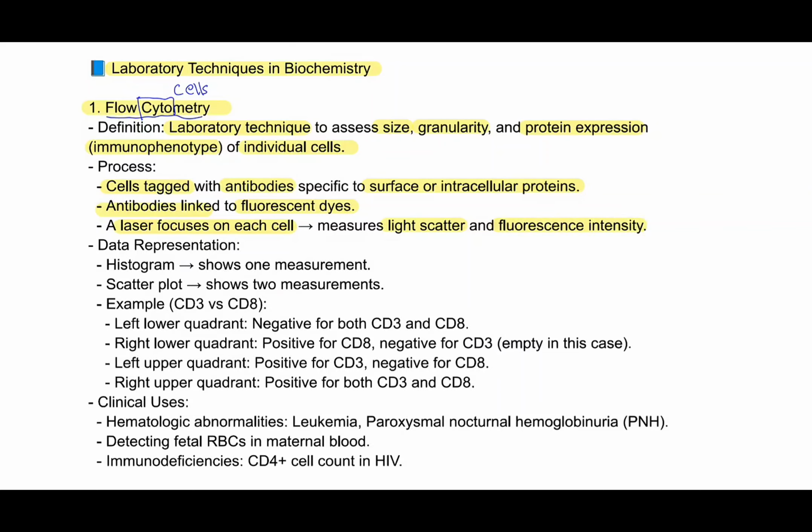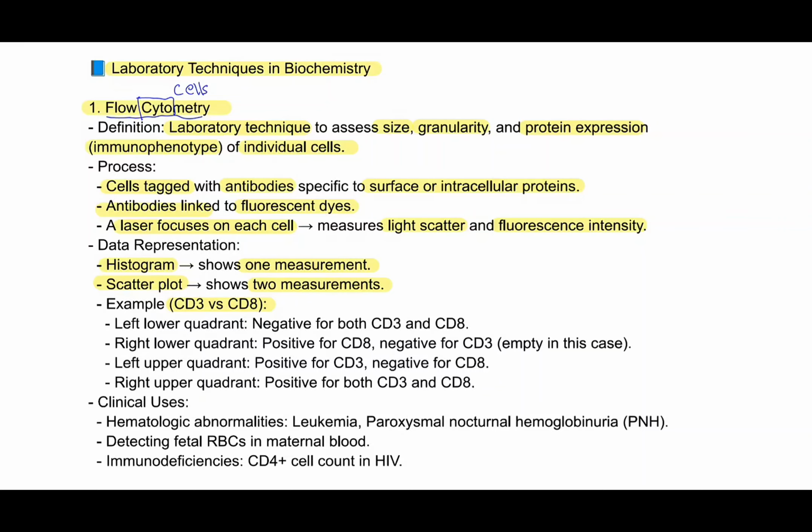Data representation. There are two types of data representation: histogram and scatter plot. A histogram shows one measurement, and a scatter plot shows two measurements. For example, CD3 versus CD8.